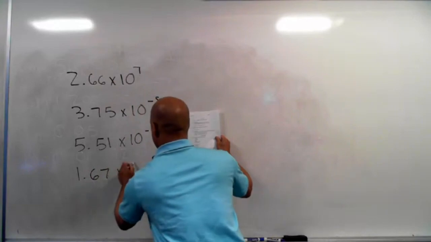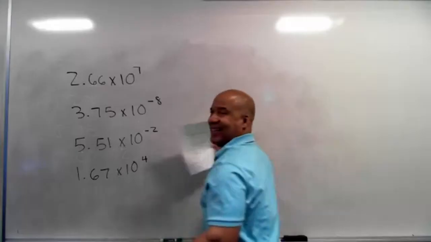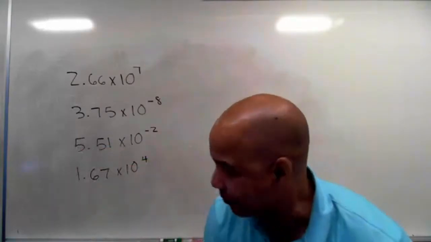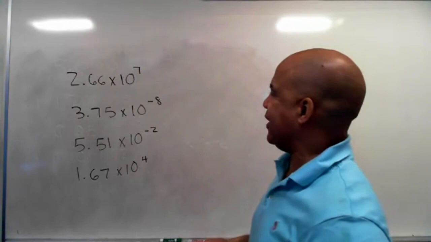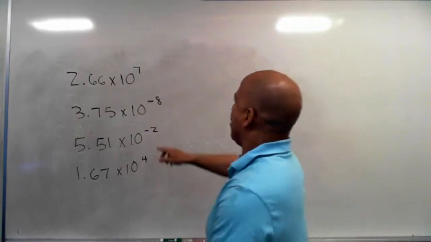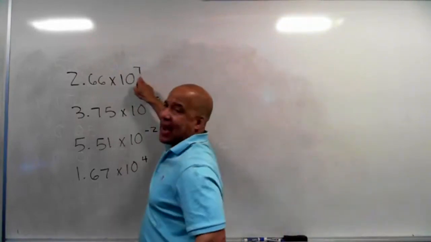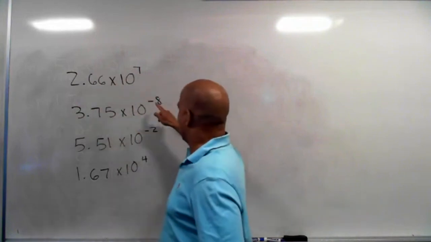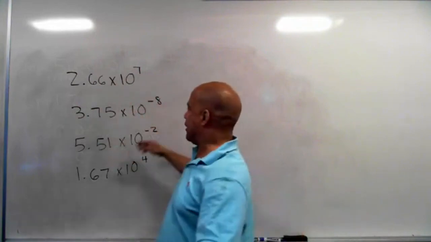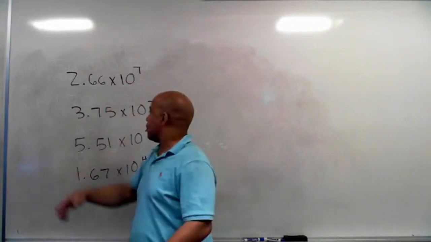1.7 times 10 to the fourth. Okay. I need a longer arm to see this. All right. So, I mean, this is just so easy. All you're going to do, if the exponent is positive, you've got a number that's bigger than 1, so you move the decimal to the right. And if it's negative, it's between 0 and 1, so you move the decimal to the left.